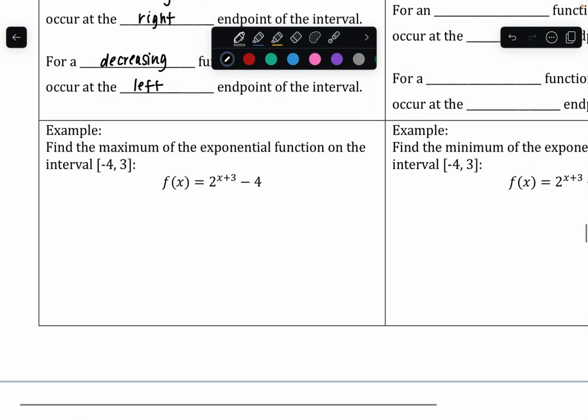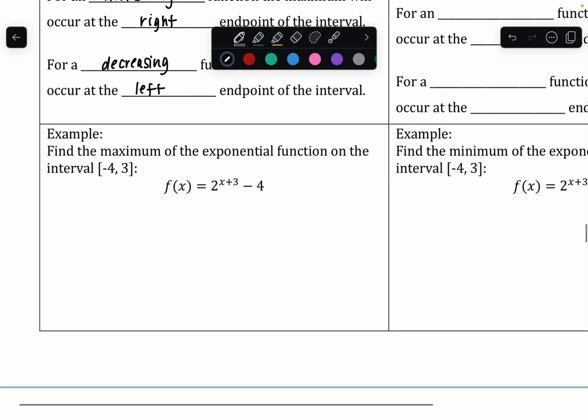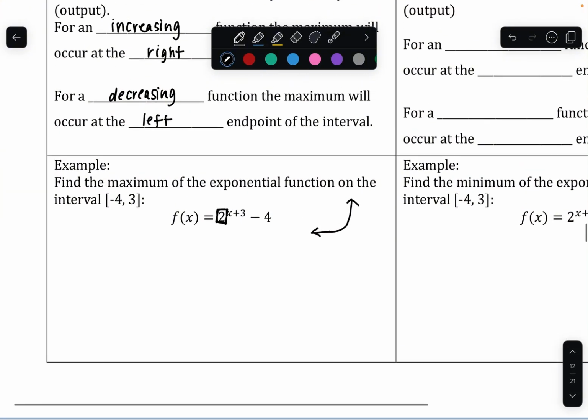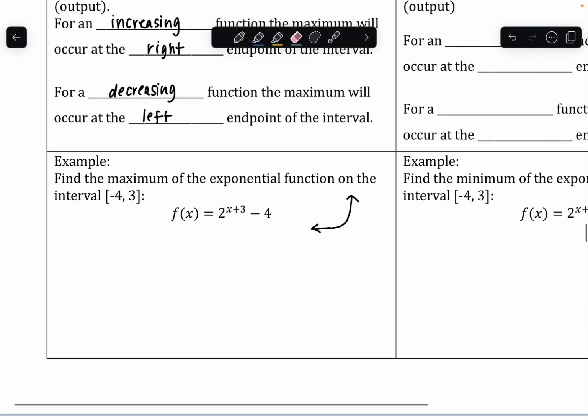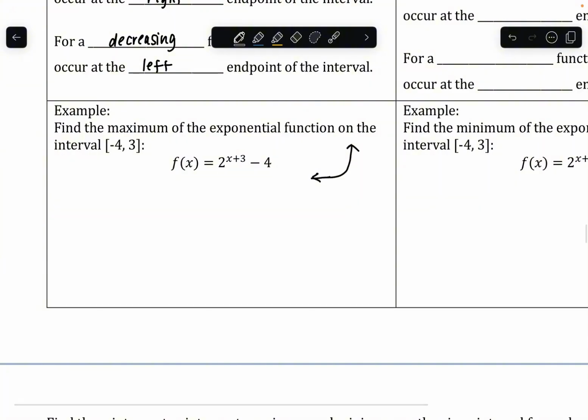Okay, and so for example, I'm picturing what this graph looks like. It has a base of 2, which means it is going to grow, and it hasn't been reflected. There's no reflection on the y-axis, and so it's going to grow. And so I can also picture that the horizontal asymptote is at y equals -4.